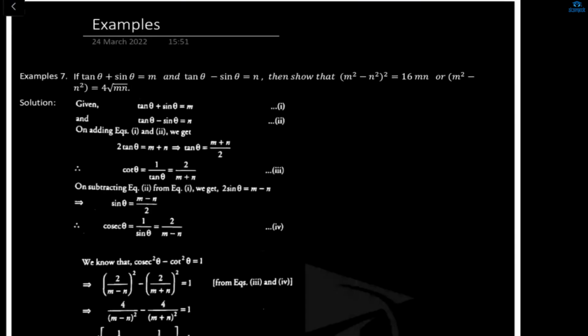Now the last question here. If tan theta plus sine theta is equal to m, now here again, two expressions, or two equations in fact, are given. Tan theta plus sine theta is equal to m, and tan theta minus sine theta is equal to n. Now you have to show that m square minus n square, whole square, is equal to 16 m n, or you can simplify more and write it as 4 root mn.